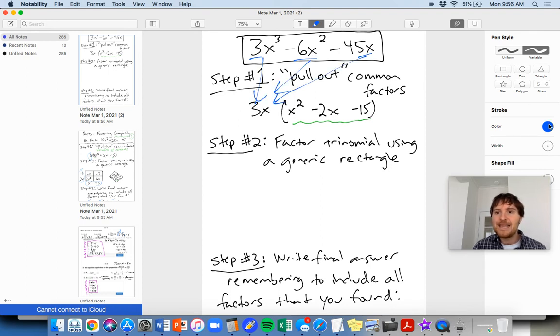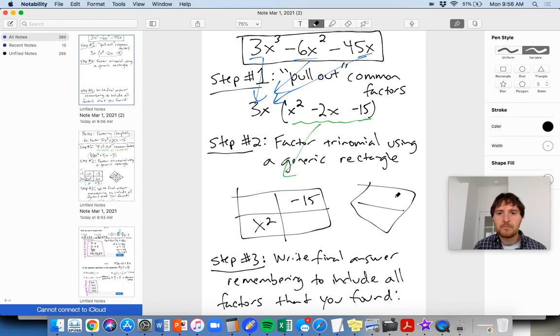Okay, now this next thing here we'll handle in green. We're going to put this information into a generic rectangle. Okay, I've got to do my minus 15 here. Diamonds. Okay, and now I've got to figure out where my x's go. So I'm looking for numbers that multiply to -15 and add to -2.